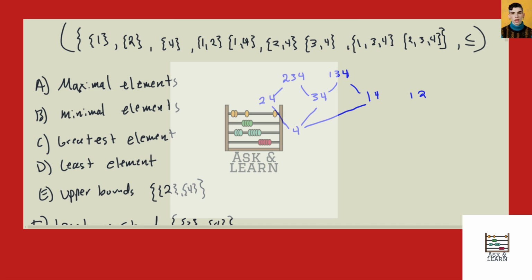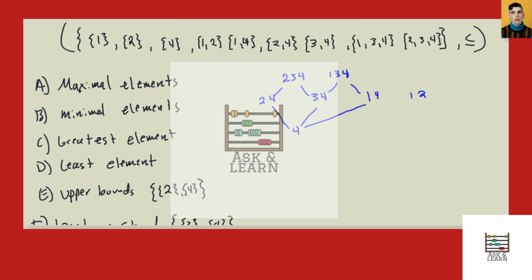But remember, the Hasse diagram says we assume that it's transitive. So going from 4, if this is a subset, then since 3, 4 is a subset of both of these, then 4 has to be a subset of those also. All right. And then similarly for 2, this is going to be a subset of, I'll do this in red. So this is going to be a subset of this and 1, 2.